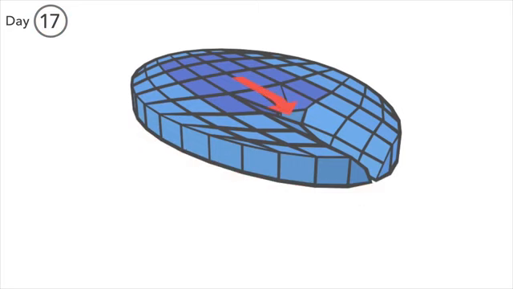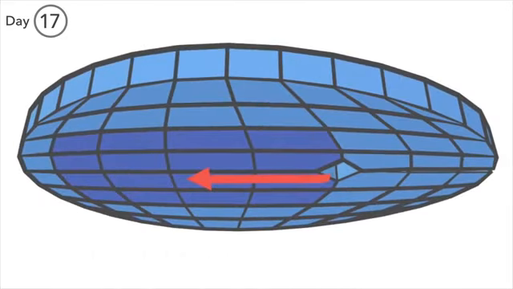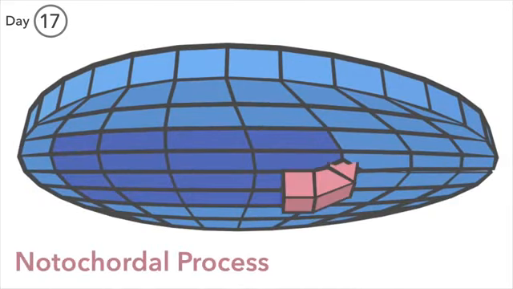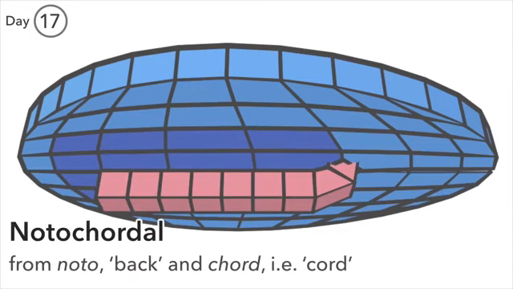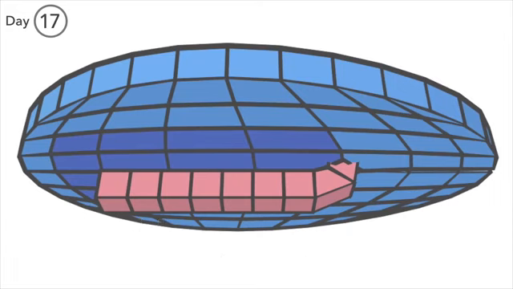Day 17. By this stage, cells burrowing down the primitive node have started to form a hollow rod called the notochordal process. Notochordal is from noto, which means back, and cord, meaning cord, because the back cord, aka the notochord, later serves as integral structural support for the early embryo. Day 18.